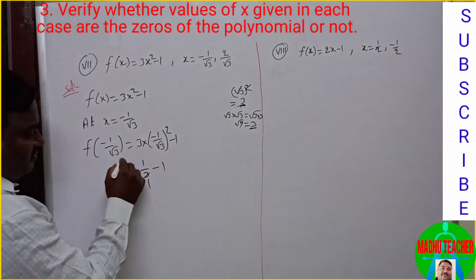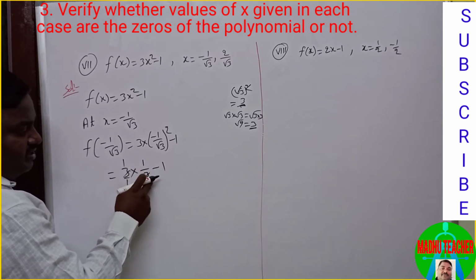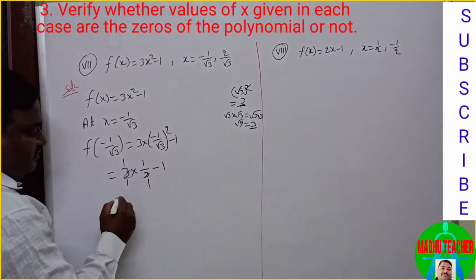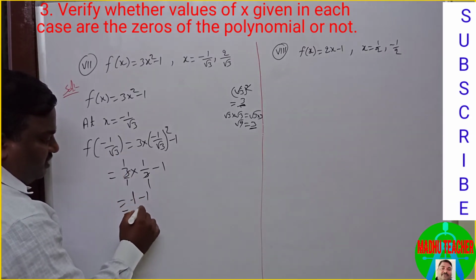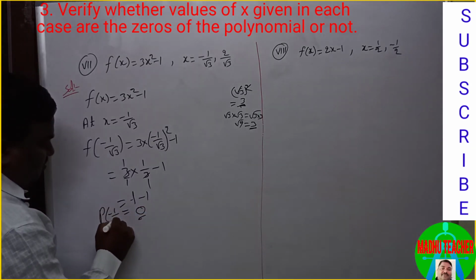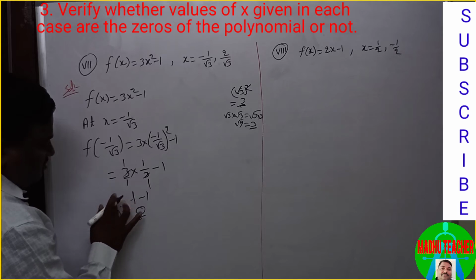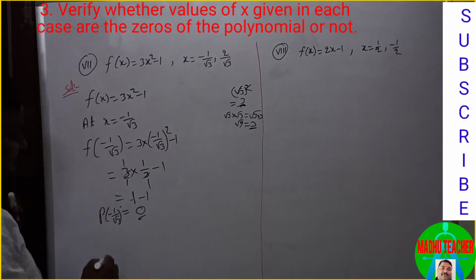3 ones are 3. It is in the numerator, and it is in the denominator. So 3 ones are 3, and 1 by 1 is 1, minus 1. 1 minus 1 is 0. So f of minus 1 by root 3 is equal to 0.